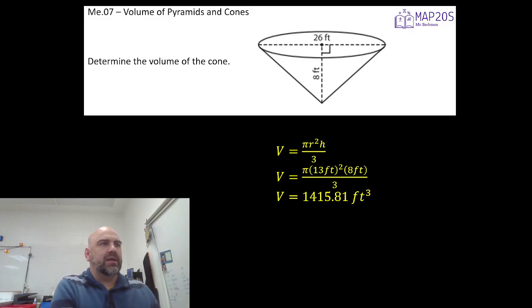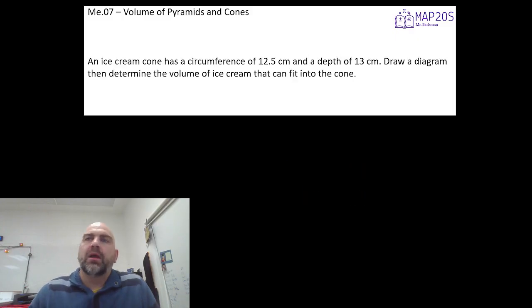All right, are we ready for the next one? Let's get a word problem in there. We have an ice cream cone, has a circumference of 12.5 centimeters. Ooh, another measurement. And a depth or height of 13 centimeters. Draw a diagram, and then determine the volume of ice cream that's going to fit in that cone. Give it a shot, pause the video, come back when you think you have your answer.